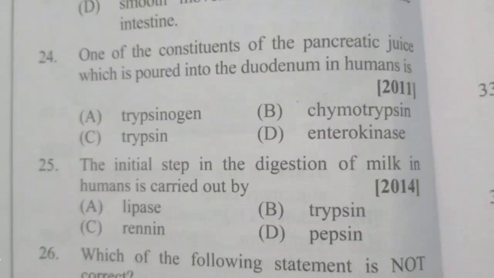Okay, we have two questions on our screen. First one is one of the constituents of the pancreatic juice which is poured into duodenum in human is, answer it. Our correct answer is trypsinogen. This one is easy. And the initial step in the digestion of milk in humans is carried out by, this one is also easy. The correct option is C, renin.